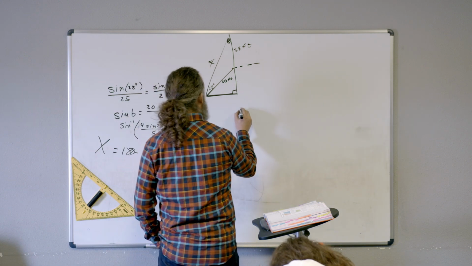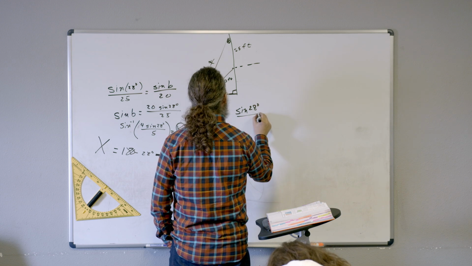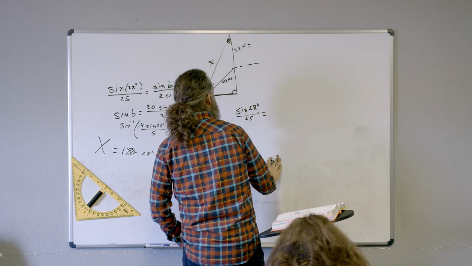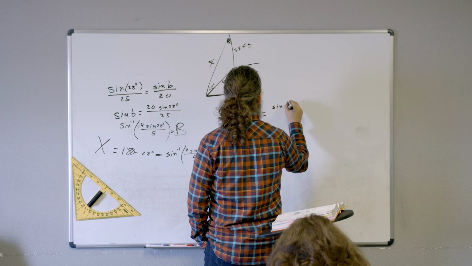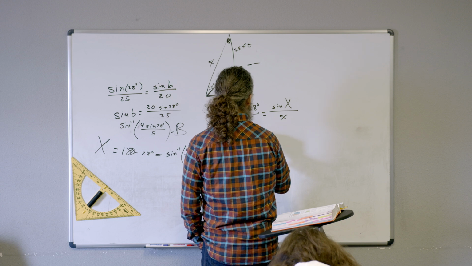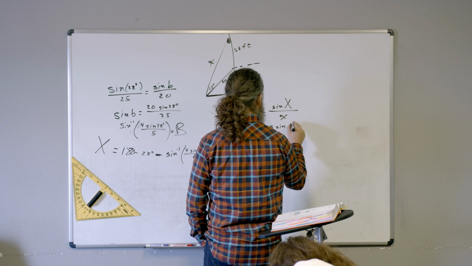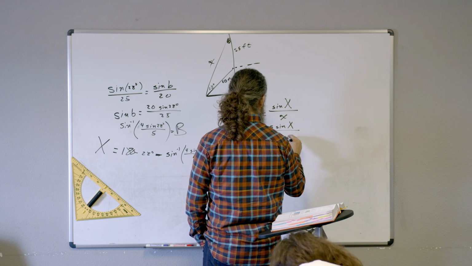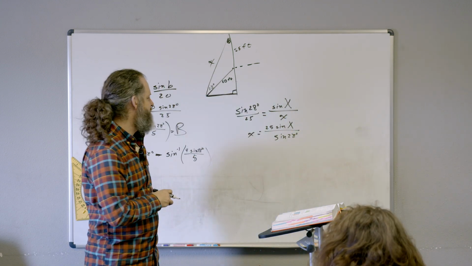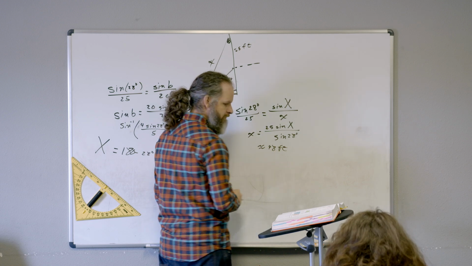And then we could do the sine of 28 degrees over 25 equals the sine of all of this mess over x, and then x would equal 25 times the sine of angle x, whatever we get for that, over the sine of 28 degrees. And we get about 41 feet. Yep. Great.